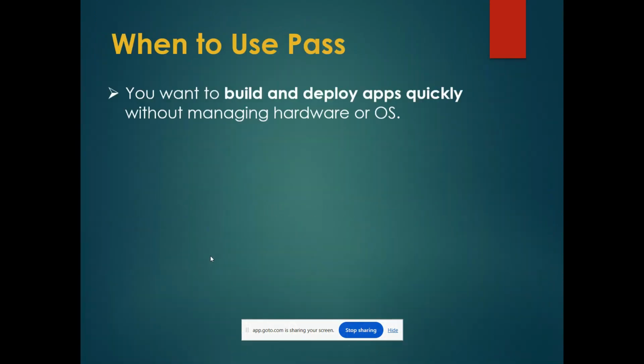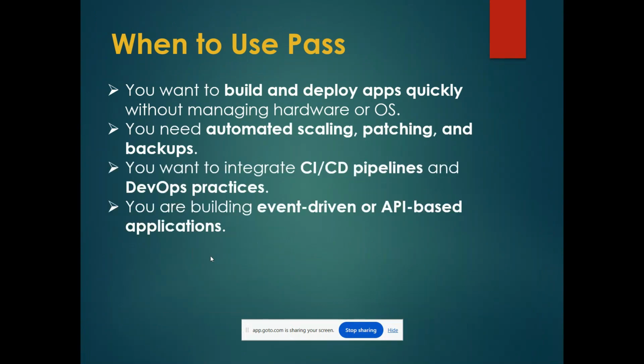When to use PaaS now? You want to build and deploy apps quickly without managing hardware or OS, and you need automated scaling, patching, and backups. Automated scaling is something we saw: if 1,000 users are coming, then it should act for 1,000 users, and when 1,500 users are coming, it should also act for 1,500 users. So you need automated scaling, patching, and backups, and you want to integrate CI/CD pipelines and DevOps practices. You are building event driven or API based applications. Okay, these are the cases when we can use PaaS. Sorry, I just made a spelling mistake.